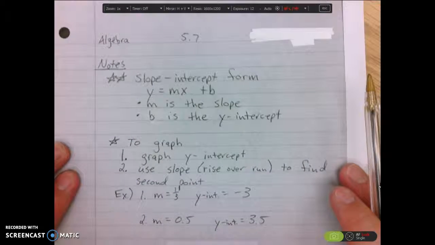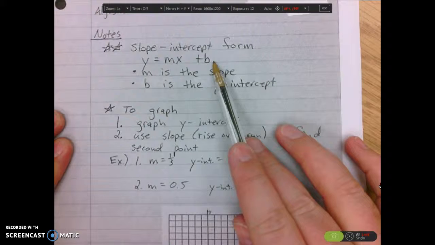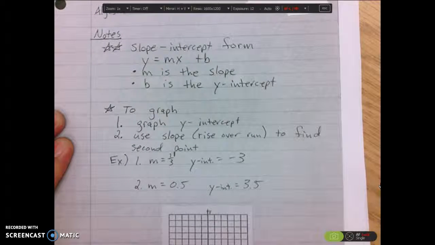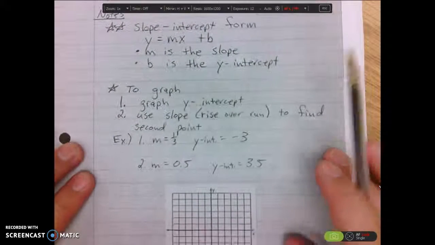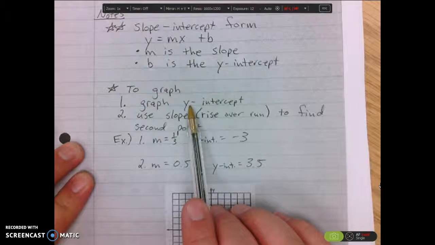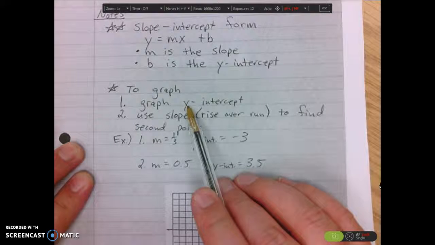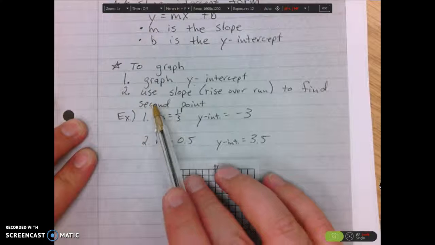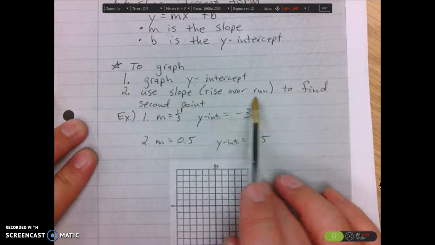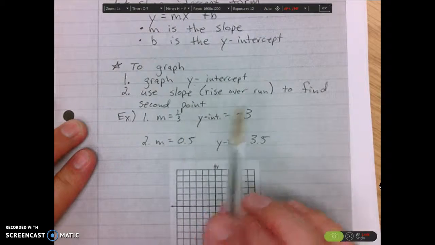With this format, there's several things that we can do. The first thing is, if it's in this format and we know the slope and the y-intercept, we can use that to graph. So, how can we graph? The first step is to graph the y-intercept. To graph a line, you need 2 points. So here's 1 point, the y-intercept. Then using the slope, which is rise over run, we find the second point. Once we know the second point, we can just connect the dots and make our line.